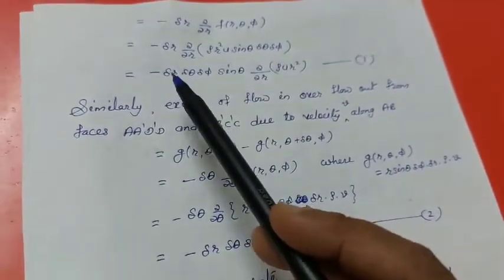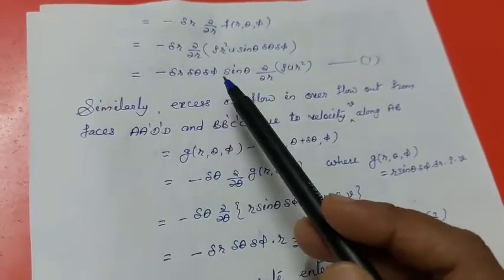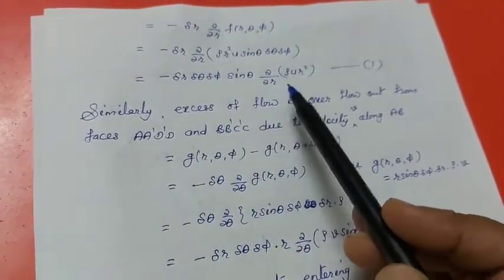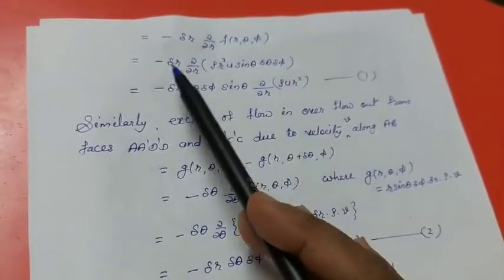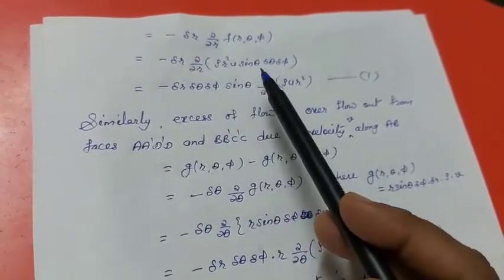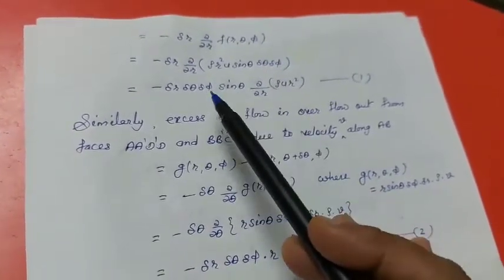Or this can be written as minus delta r delta theta delta phi sin theta del by del r of rho u r square, because this is partial differentiation with respect to r. So, theta and phi are taken as constants.